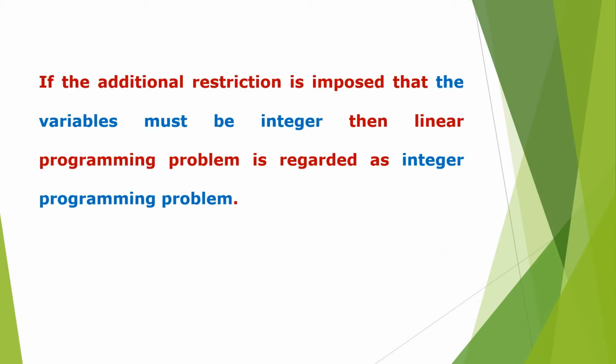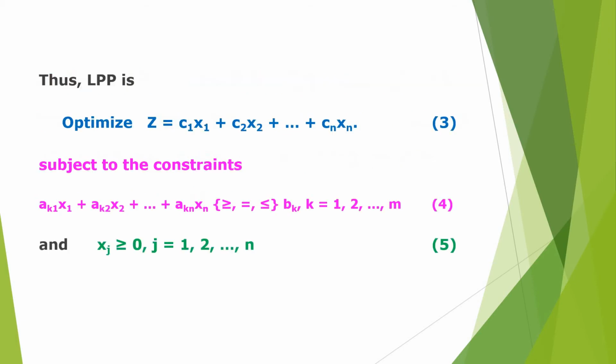If the additional restriction is imposed that the variables must be integers, then the linear programming problem is regarded as an integer programming problem. If in the problem it is already said that we want all the decision variables to be integer, then the linear programming problem will be considered as an integer programming problem. So now I have the full structure of a linear programming problem.